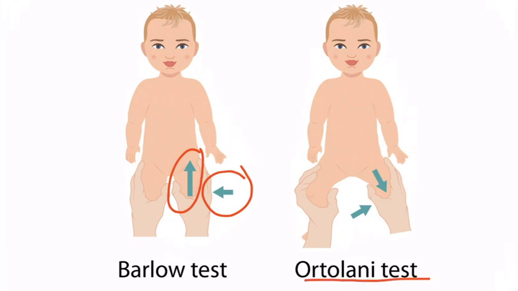The Ortolani test can be helpful in confirming the Barlow test. And in this test, the hip joint is slightly abducted, as you can see by this arrow. Then the examiner pulls anteriorly on the thigh, which is indicated by this arrow, which essentially places the head of the femur back into the hip joint. If an audible click is heard, then the test is positive.